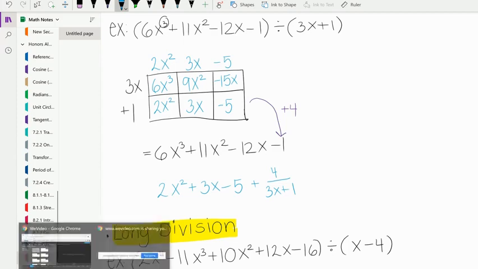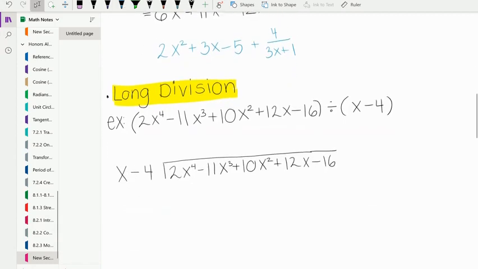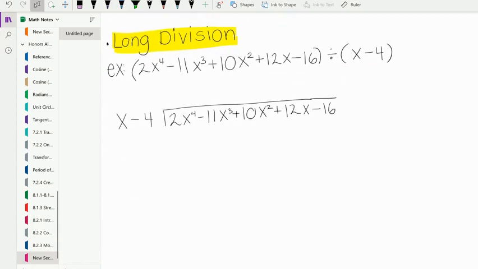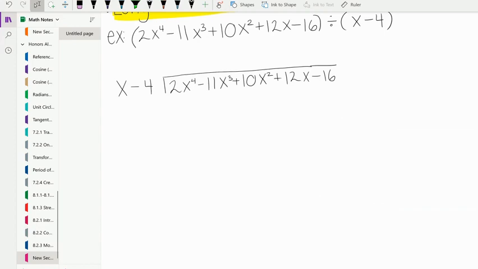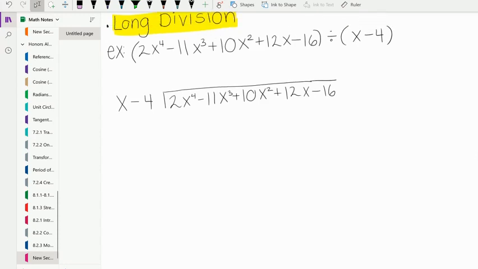Okay, next one is long division. So this will probably be everyone's least favorite, but if you are really comfortable with long division, you might like this. I did want to expose you to it. You do not need to know it, but your honors pre-calc teacher might want you to know it, so I would just make sure you watch through. So I already set it up.